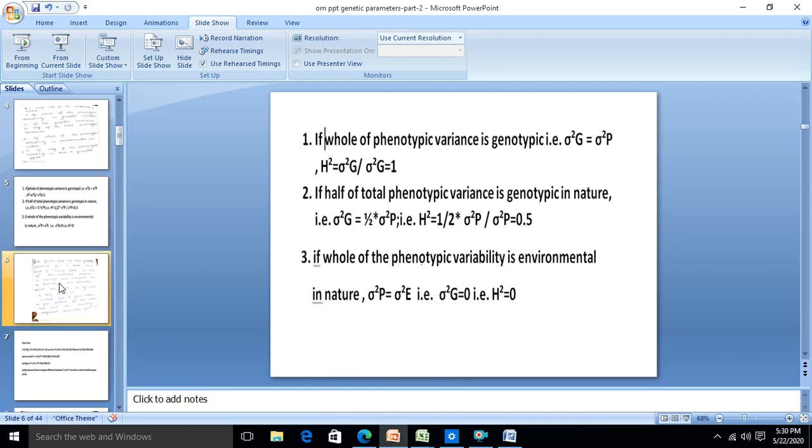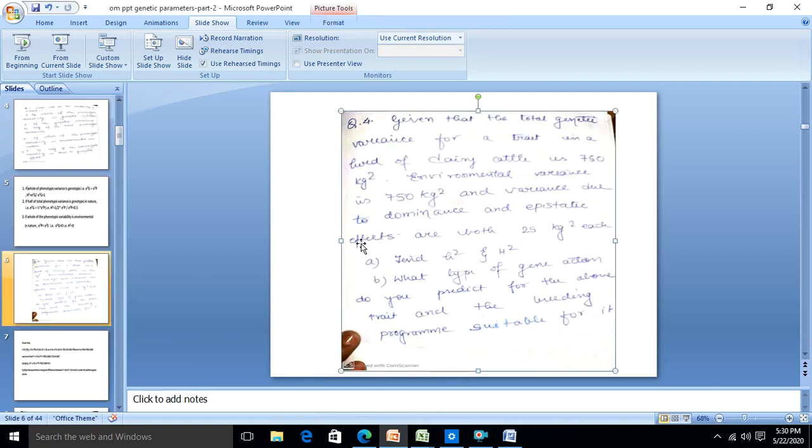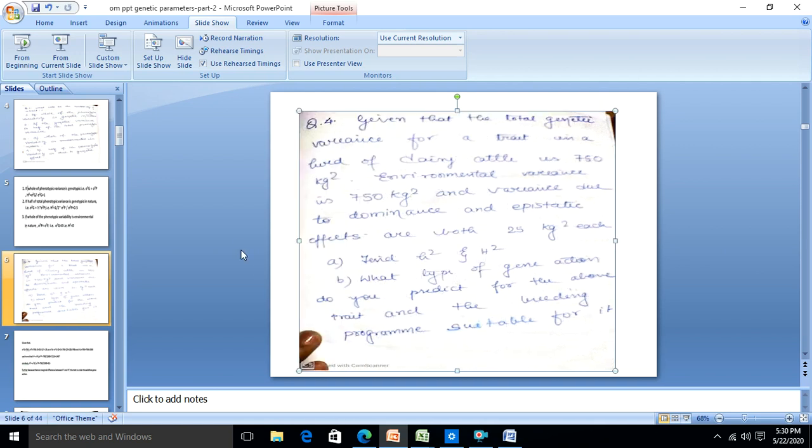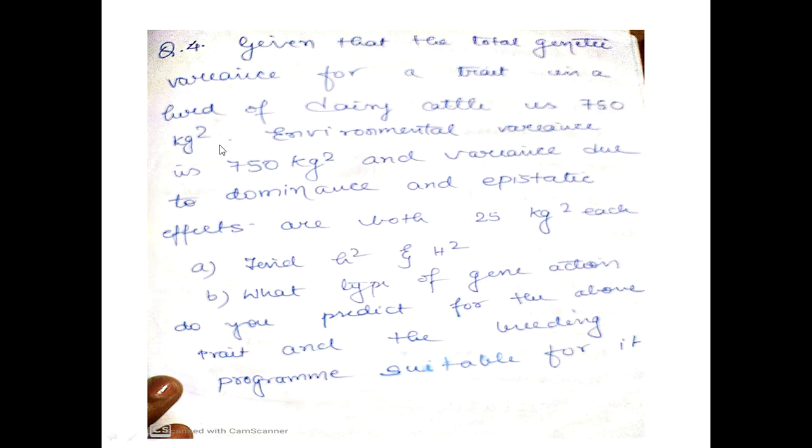Now our next question, this I have already taken. Given that, this is our next question. I enlarge it a bit from the current slide. Given that the total genetic variance for a trait in a herd of dairy cattle is 750 kilograms square, it means that sigma square g is 750 kg square.